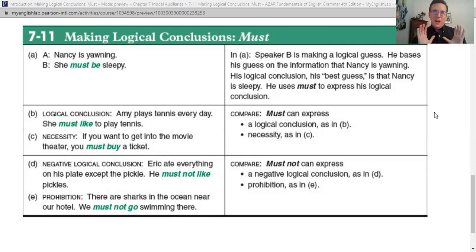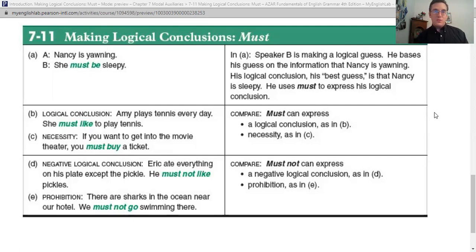So speaker B is making a logical guess. He bases his guess on the information that Nancy is yawning. His logical conclusion, his best guess, is that Nancy is sleepy. The speaker uses must to express the logical conclusion. Let's look at example B. Amy plays tennis every day. She must like to play tennis. That's my best guess. If she didn't like tennis, why would she play every day? But I know she plays tennis every day. She must like to play tennis.